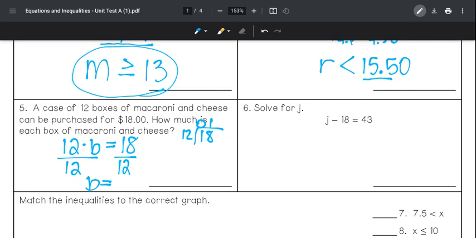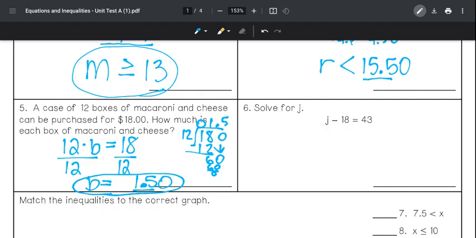12 does not fit into 1. 12 fits into 18 one time. Left with 6. Can't have a remainder, so you put a decimal, you drop a 0. How many 12s make a 60? 5. Okay, left with nothing. So B equals 1.5, or if you made it like money, $1.50 was fine. I would accept 1.5, B equals 1.5, or B equals 1.50.